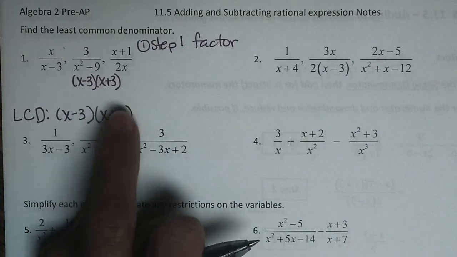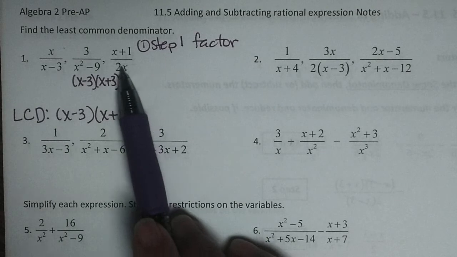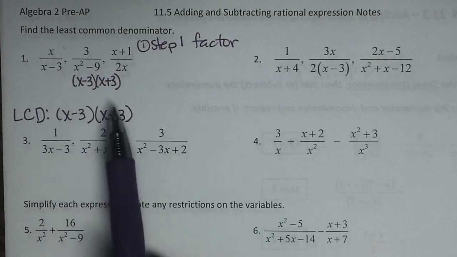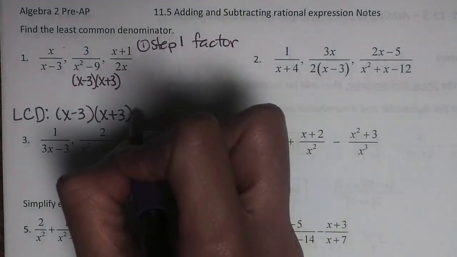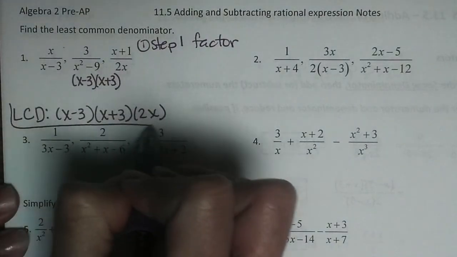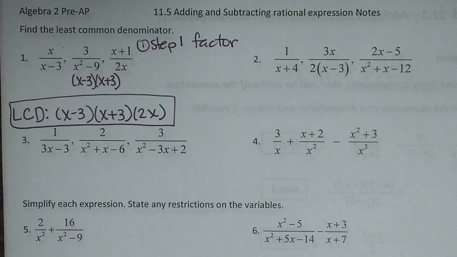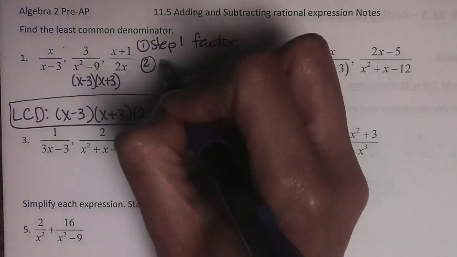And now you try it one last time with the last fraction. So you look at the last fraction. That denominator is a factor of 2x. And since that's not a factor already on my LCD, that's going to be included on my LCD. So the final answer is what I just wrote here. So number 1, the LCD would be x minus 3 times x plus 3 times 2x. And that's how you find the LCD. I'll try one more time to explain to you.